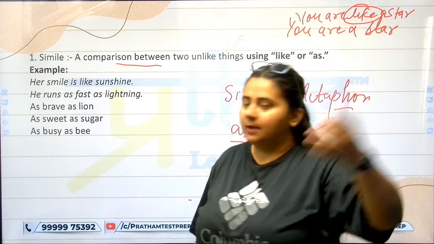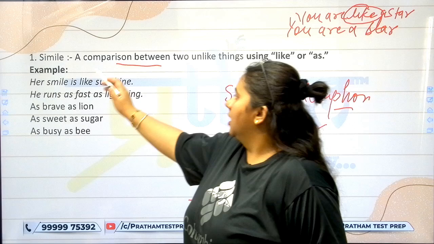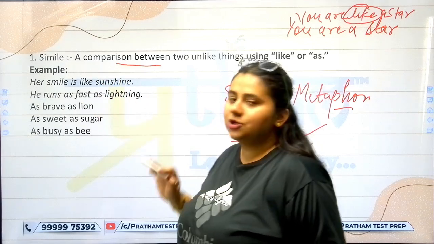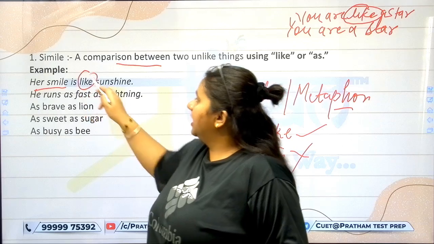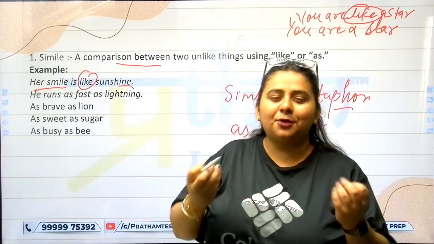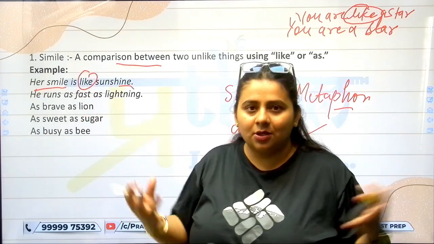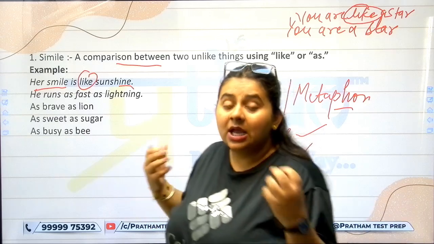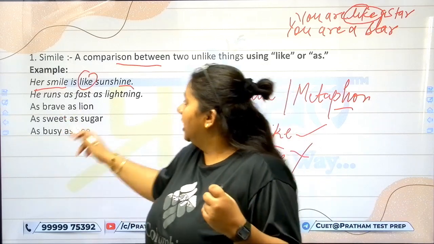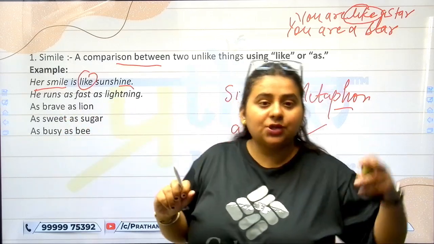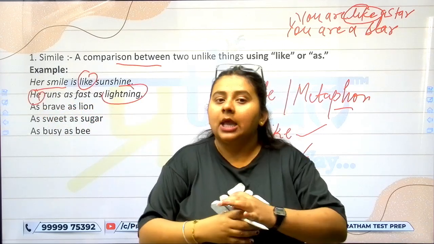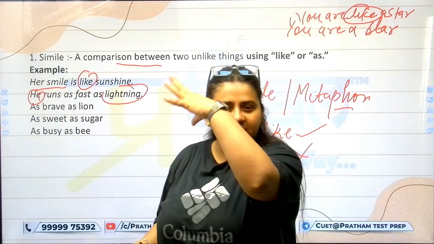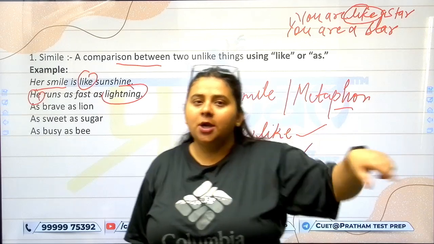Now let's see more examples of this. Her smile is like sunshine. This clearly says that her smile is being compared to sunshine, the brightness, the beauty, the freshness that sunshine represents. He runs as fast as lightning. Here the person's speed is being compared to lightning. Lightning strikes very fast, and so is the quality of the person: he runs very fast.